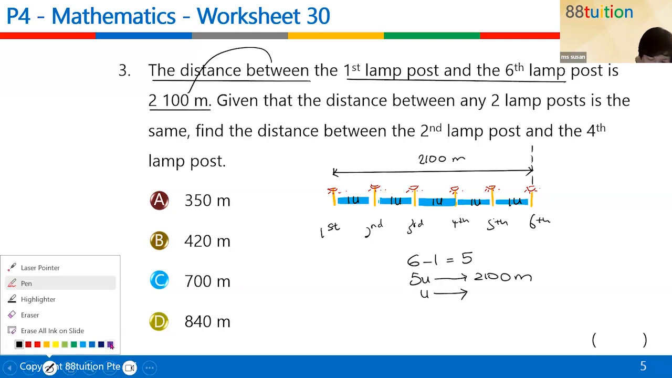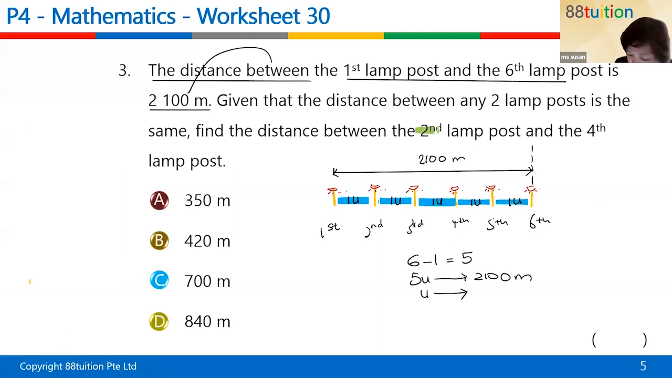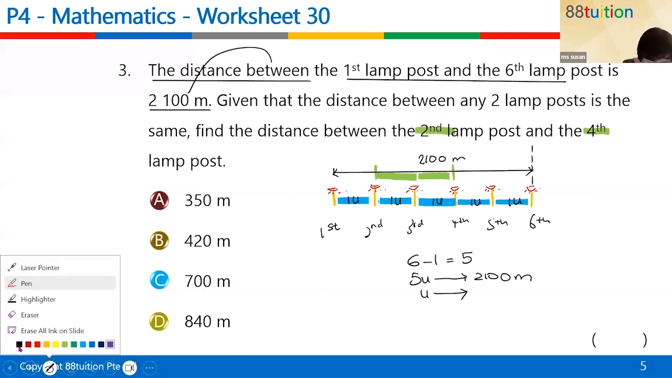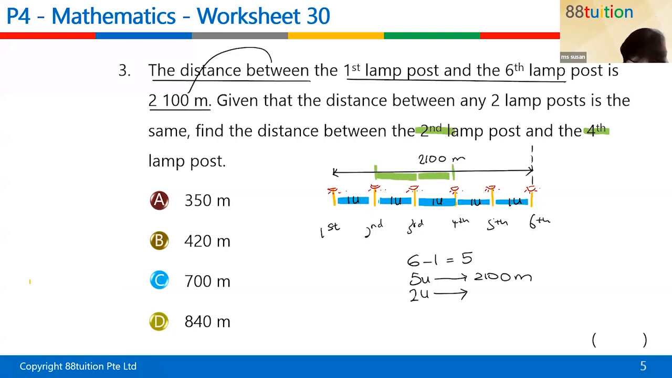But what he needs is the distance apart between the what? Let's take a look. He wants the distance between the second and the fourth. Where's the second? Here. Where's the fourth? Here. So how many units are we looking for? 2 units, right? So from the 1 unit, we can find the 2 units. So I'm going to find 2 units. For those who are with me, we use the overhead bridge, right? I put a question mark and then climb up the escalator.